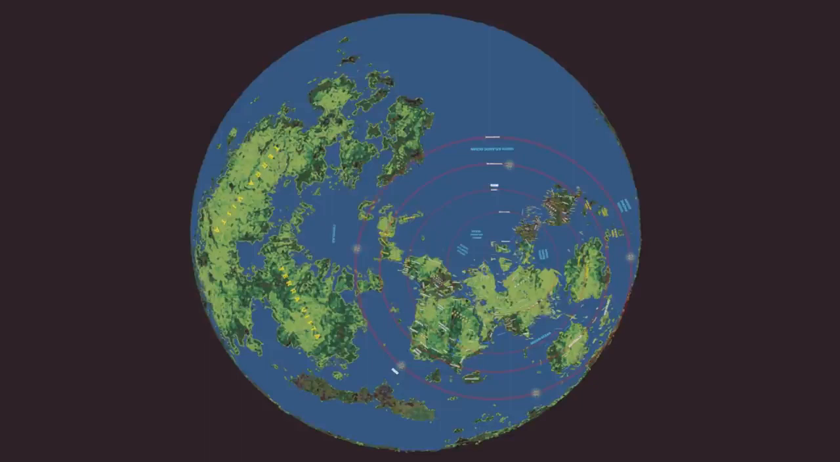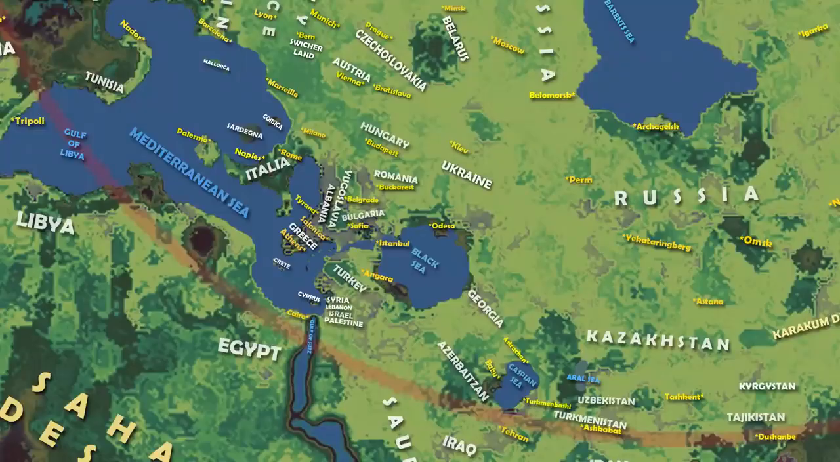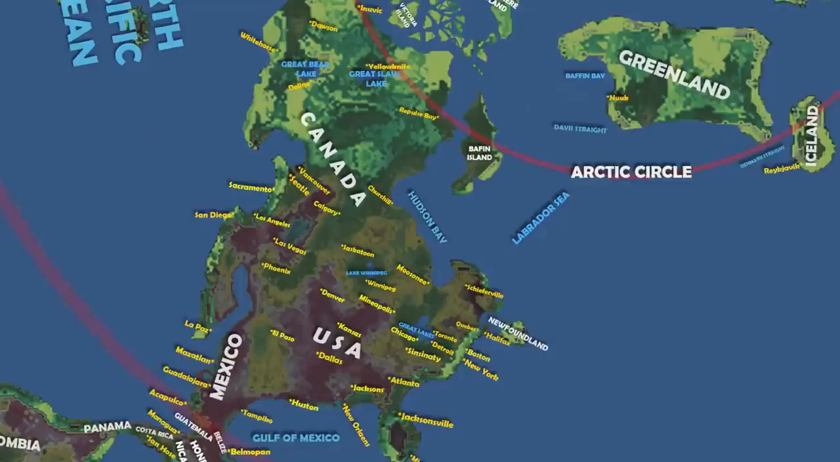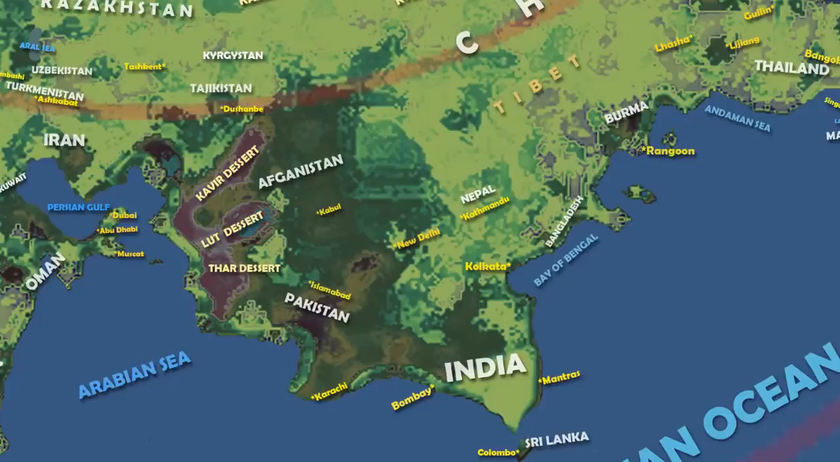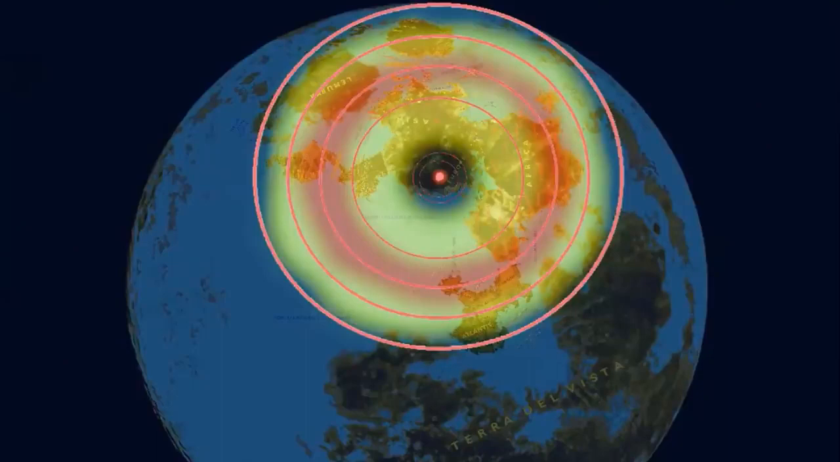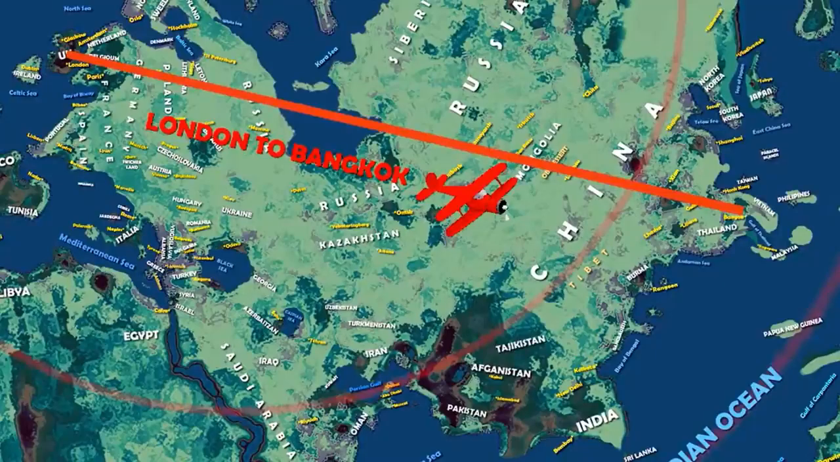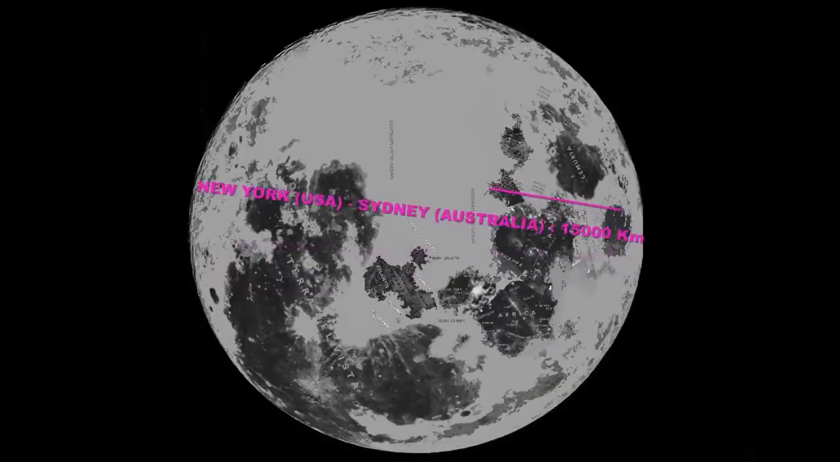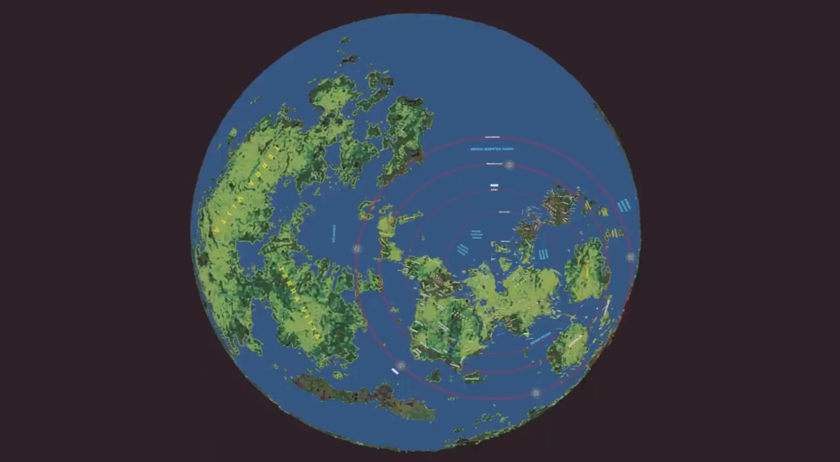Thank you, Sturgios, for all your work. Sturgios has mapped out each continent to the minutest detail. His work is meticulous. He has mapped time zones, seasons, flight paths, and distances. The first true flat Earth map.